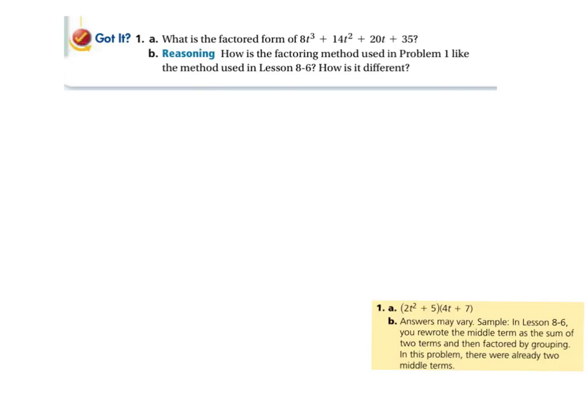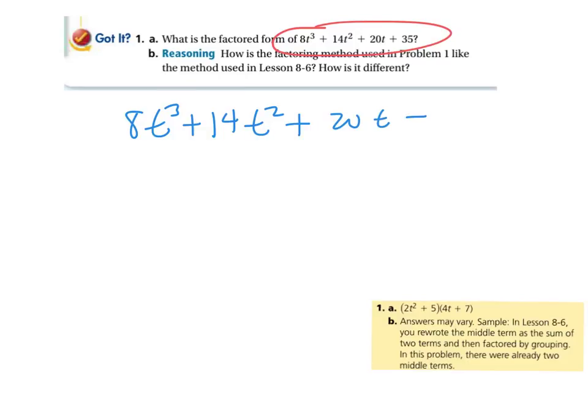Okay, so what we've got here is a problem just like the one that was in the example. So we start out, and again, please notice, they are in descending order. That is the first thing you want to try. So I'm going to rewrite them because I want you to see what I'm doing here. We're going to have 8t cubed plus 14t squared plus 20t plus 35.